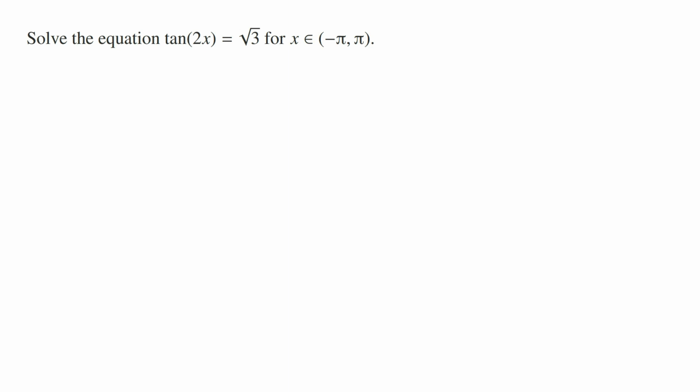How to solve trig equations with multiple angles in 5 steps. For this question, we need to solve the equation tan of 2x equals the square root of 3 for x values between minus pi to pi.